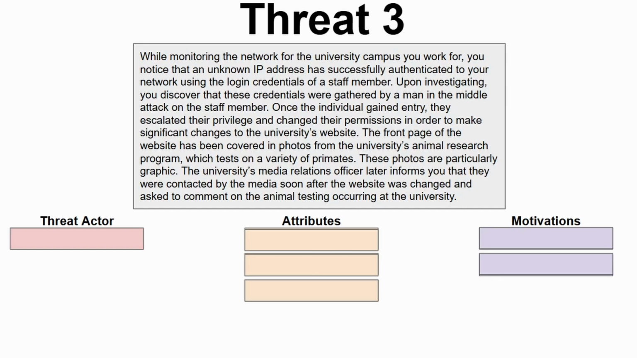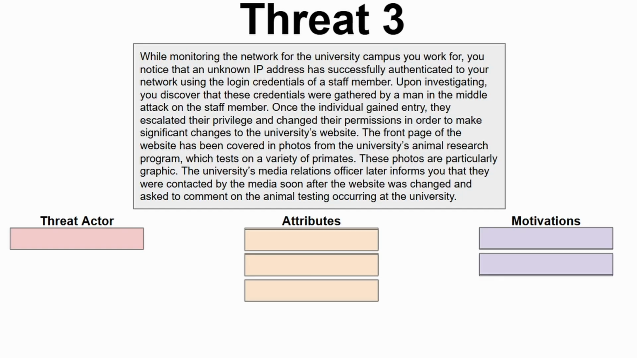While monitoring the network for the university campus you work for, you notice that an unknown IP address has successfully authenticated to your network using the login credentials of a staff member. Upon investigating, you discover that these credentials were gathered by a man in the middle attack on the staff member.